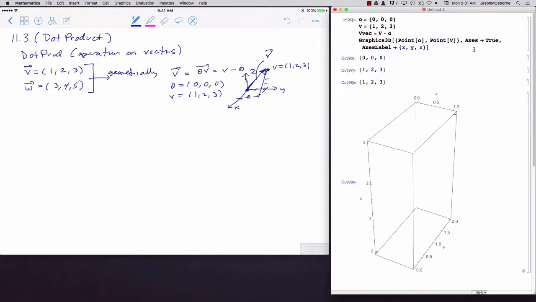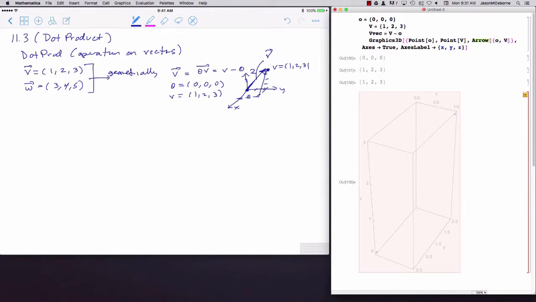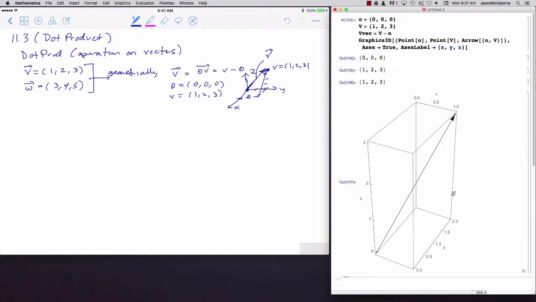If we want to plot the vector V, you view the vector V as an arrow, and it's an arrow that starts at O and ends at V. Oops, I need to put the points in squiggle brackets here. Okay, so this arrow here is the vector from the origin to the point V. This arrow is your vector V. Okay, so that's what we have here.